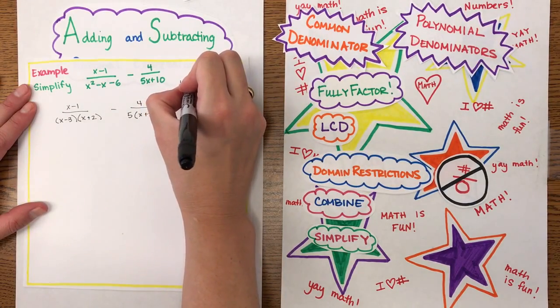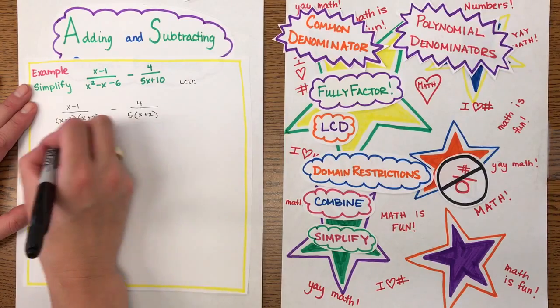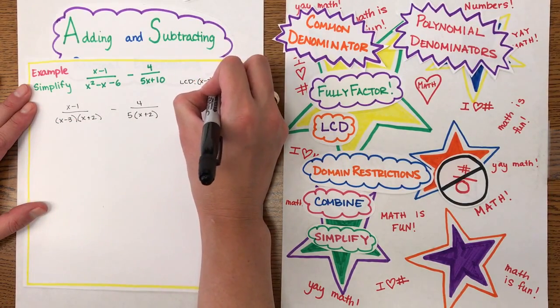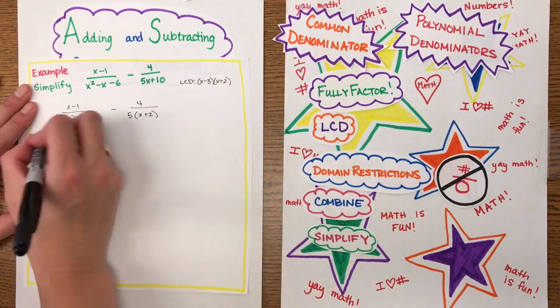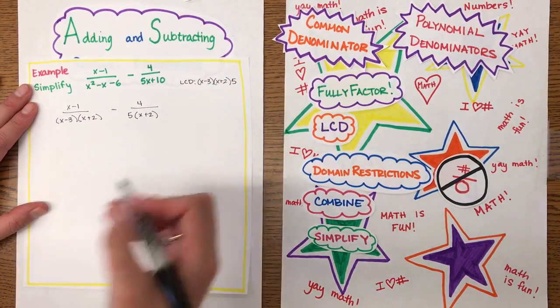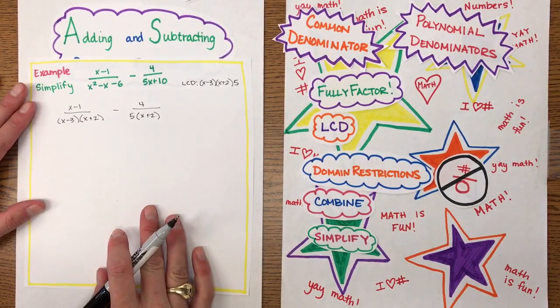Next, I need to find my least common denominator. So I start with all of the factors in my first term, which is x minus 3 times x plus 2. The only factor missing over here is going to be 5. So 5 is the only new factor that appears over here.